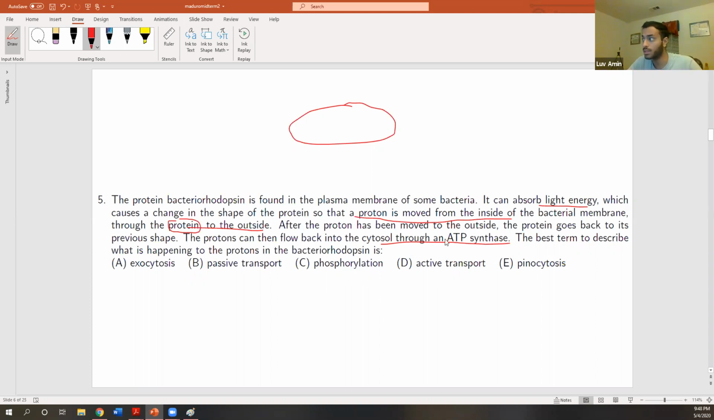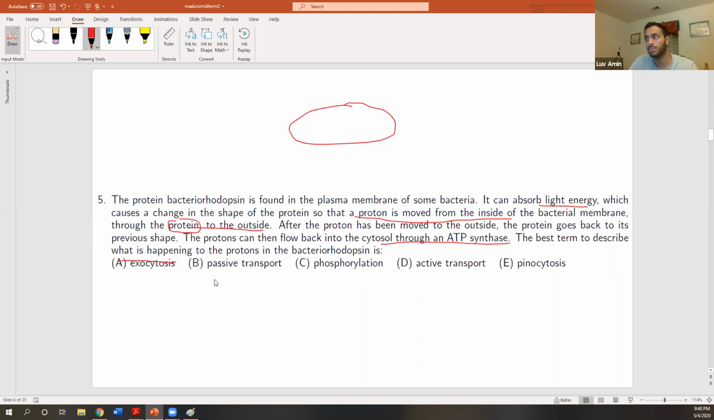Now, it's asking what type of process is this, right? Well, let's go through each one. Exocytosis is taking something in a vesicle or secreting something in general outside of the cell. Well, in this case, we are secreting protons, but they're going through a channel, number 1, and number 2, we're also taking them back in and producing ATP. So it doesn't exactly define what we're doing, right? So A cannot really be it.